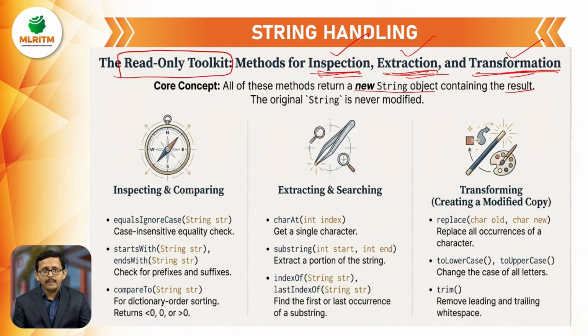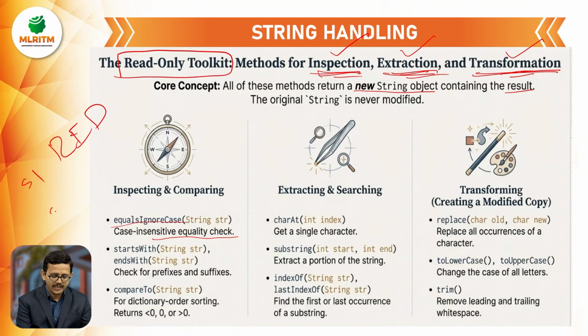So inspecting and comparing, for example, let us see what we have. equalsIgnoreCase, string str, a case-insensitive equality check. That means you have two strings that contain red. Let us say s1 is one string and s2 contains some red. When you use this method, equalsIgnoreCase, we are ignoring the case. That means we are either converting both into uppercase or both into lowercase and comparing them. So we are going to get the result, here we can get s1 equals s2.